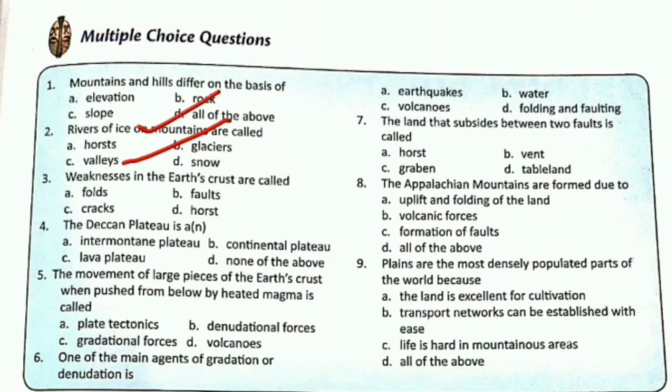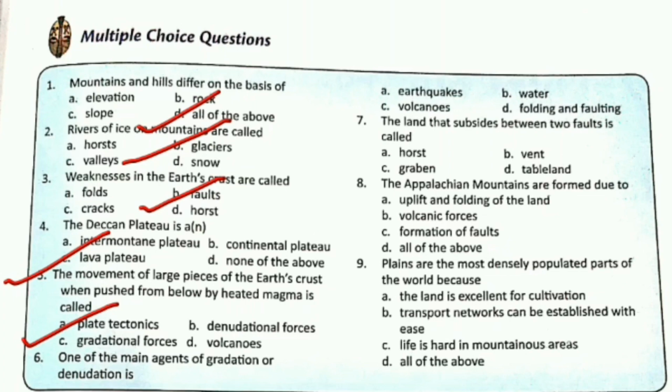Weaknesses in the earth's crust are called, these are known as faults. So correct option is B. Fourth one, the Deccan Plateau is an intermontane plateau, continental plateau, lava plateau, or none of the above. So Deccan Plateau is a lava plateau. So correct option is C. Next, the movement of large pieces of Earth's crust when pushed from below by heating magma is called, it is known as plate tectonics. So the correct option is A, plate tectonics.